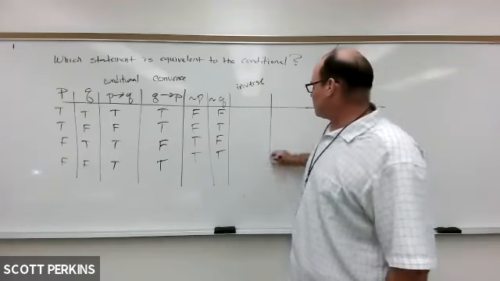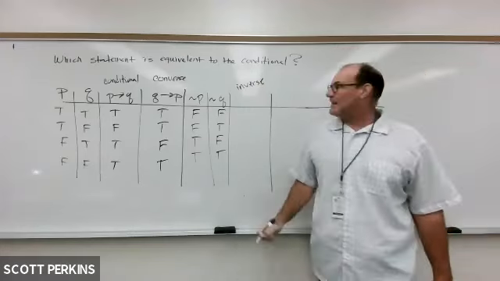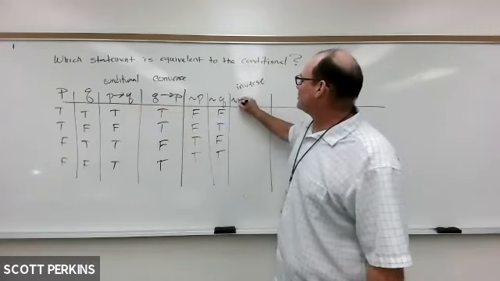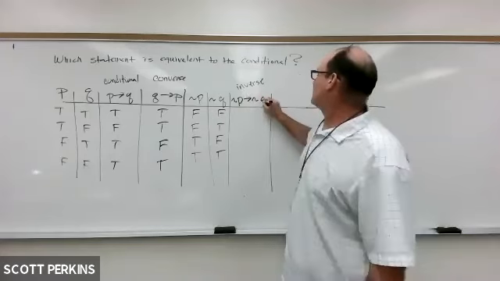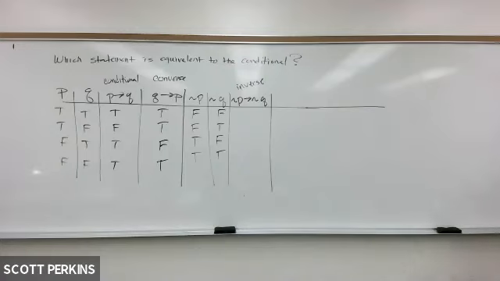Now, we need a column for the inverse. You look on your notes, I told you the inverse. You don't change the order of the statements, you negate them. So the conditional statement was P then Q, so now we've got squiggly P then squiggly Q. So go ahead and determine the truth outcomes for that.